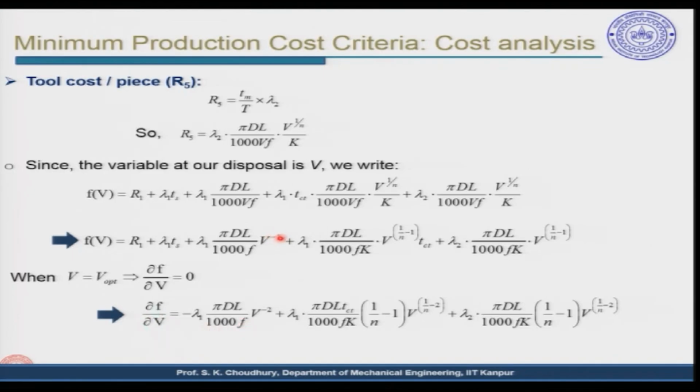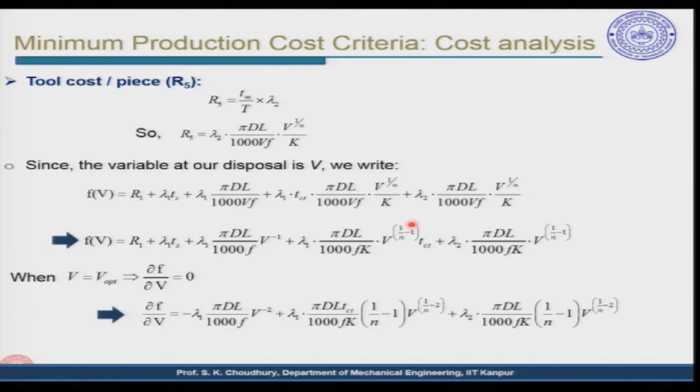V to the power minus 1 we have. So, this term will not stay, because it is with respect to cutting velocity, and r 1 and r 2 do not depend on the cutting velocity. So, they are going out. Now, this term will be minus lambda 1 pi d L by 1000 f, which is constant because it is not dependent on the cutting velocity. The cutting velocity is here, so it will be V to the power minus 1, and minus will be here, and V to the power minus 2. So, it is the derivative of this.